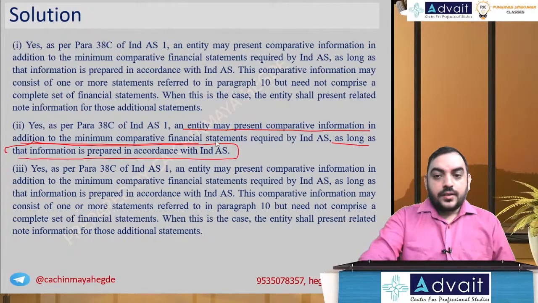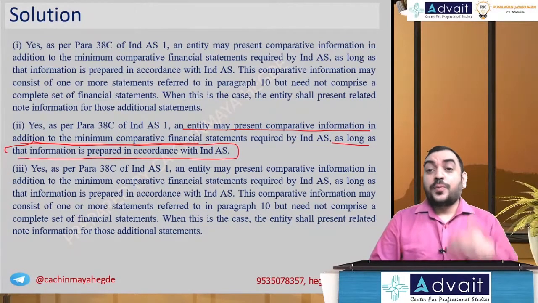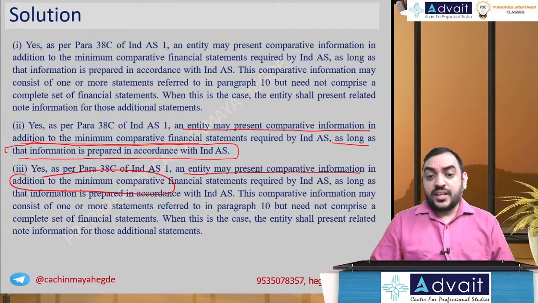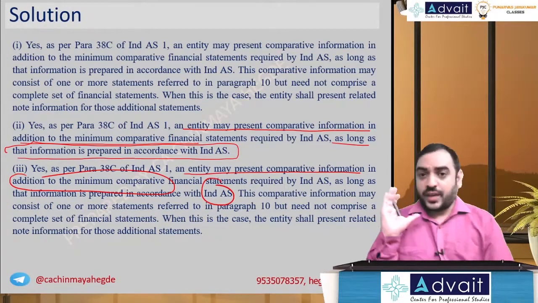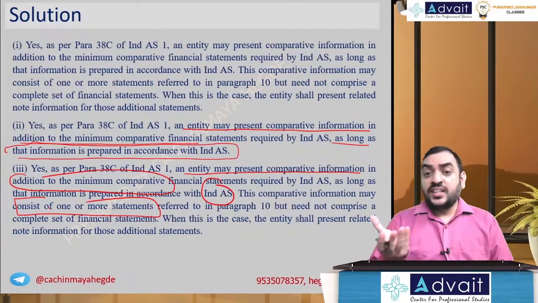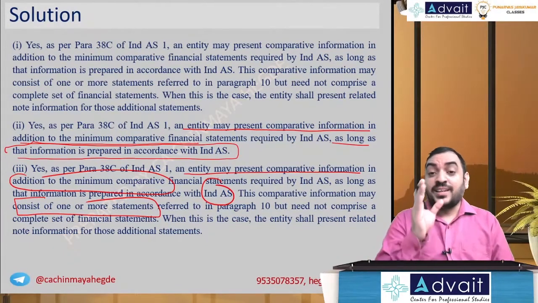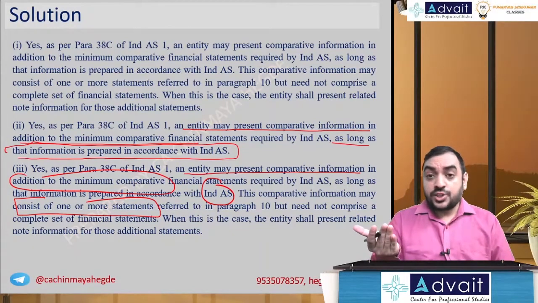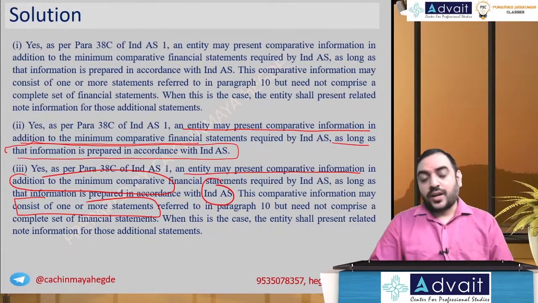Okay. That was the question, whether you can present only P and L. Yes, you can present only P and L. An entity may present comparative information in addition to the minimum comparative as required by Ind AS, as long as the information is prepared in accordance with Ind AS. So when you want to present, can I present only the third part? You can do it. That's not a problem. The comparative information may consist of one or more statements. So only for P and L, if you want to present additionally, you can, but it has to be in compliance with Ind AS. So you can present partial information, but that should follow Ind AS. That is the summary part of this requirement.